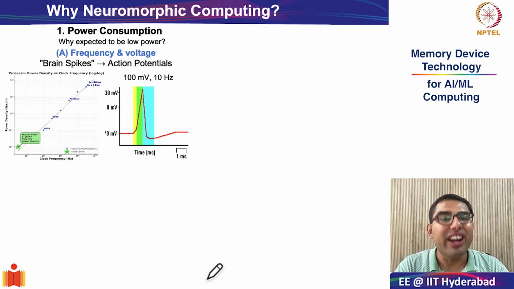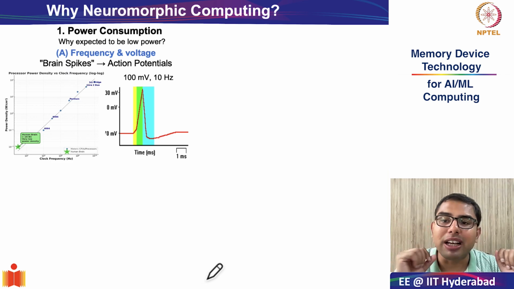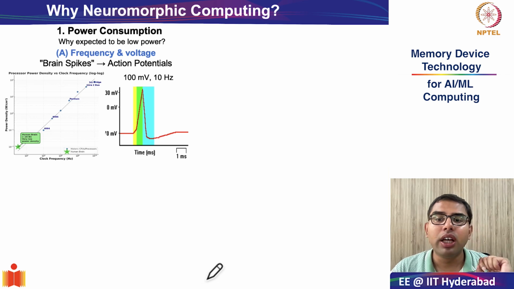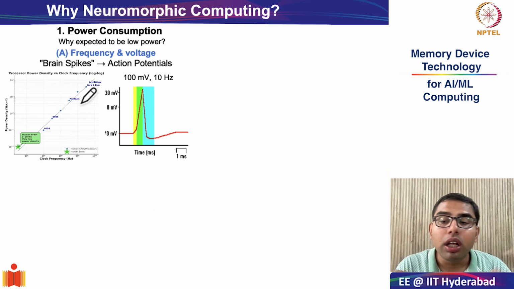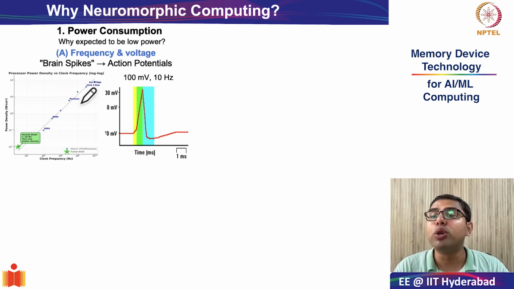Of course, the main reason that we have been harping about is power consumption, but there are two other important aspects. But first, let's formally put down what makes these neuromorphic chips much more power efficient compared to normal von Neumann computing. The first reason is the frequency and voltage of operation. As we have seen, modern day computing in CPUs and GPUs works at gigahertz frequency at roughly 1 to 2 volts.